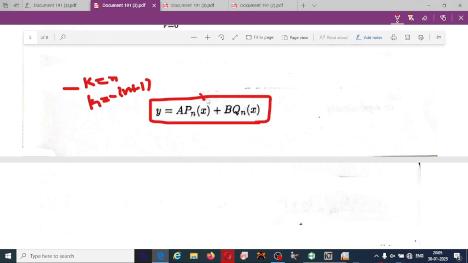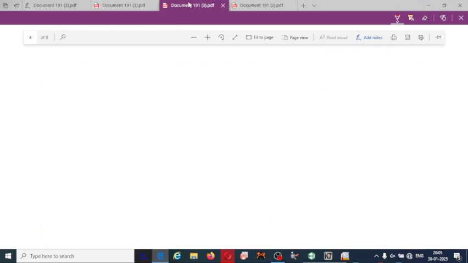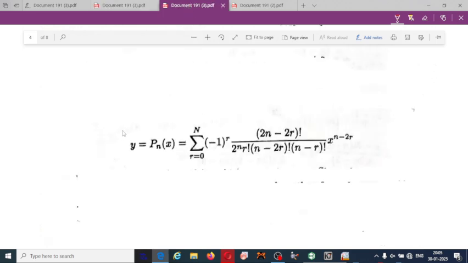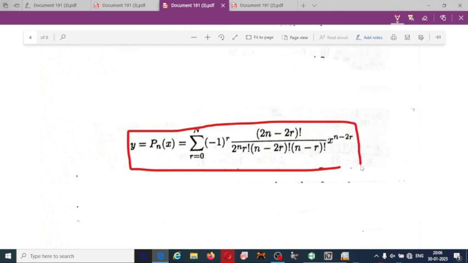Pn of x we can obtain due to the condition k equal to n. There are two cases. Pn of x is the solution of Legendre differential equation of first kind. The second kind is given by the condition k equal to minus n plus 1, that is Qn of x. The value of Pn of x we obtain by using the power series method by putting k equal to n. This is the standard equation for Legendre's differential equation of first kind, Pn of x. You can note down this equation, very important.